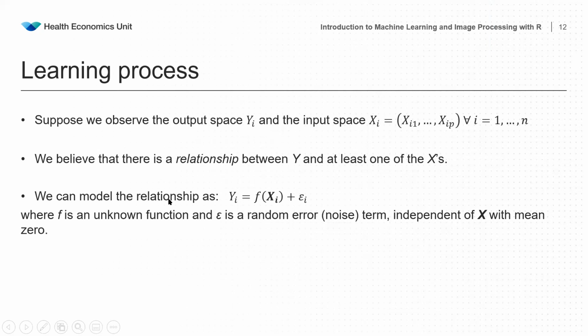And we can model that relationship with the use of a function from our inputs to our output in every model. And this is pretty much an explanation of a simple regression. In every model, there is some error, some stuff that our model will not be able to explain, and that error we require to be independent from the X's and to have a mean zero.